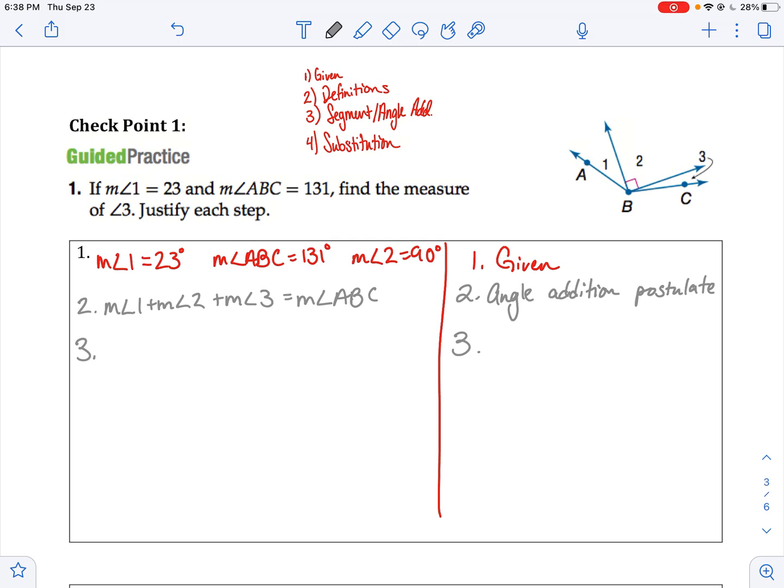What can I substitute in for those known values? And again, this is another good one where I think you can get the whole proof on your own just from here. I'd like you to pause the video, try it, and then unpause and check your work. Okay, so you could do, in this case, instead of measure of angle 1, 23 degrees plus 90 degrees plus the measure of angle 3 equals 131 degrees by substitution.